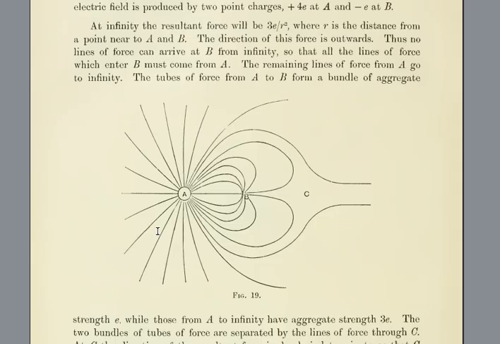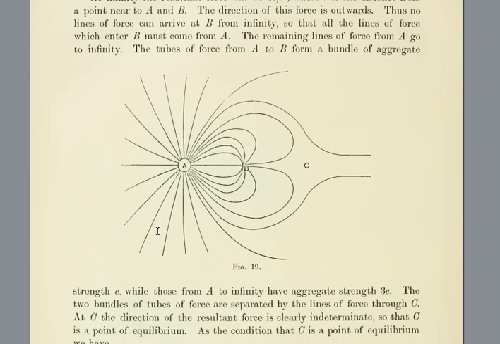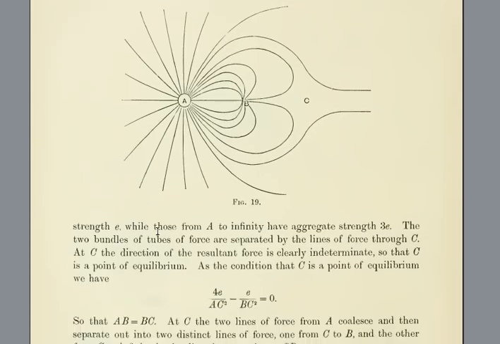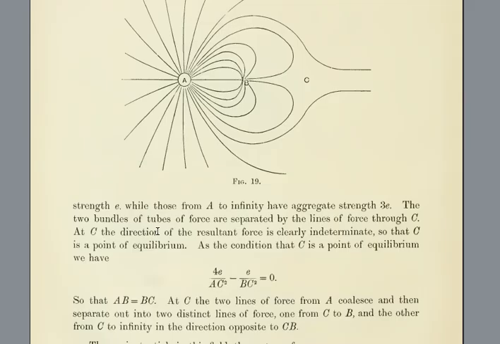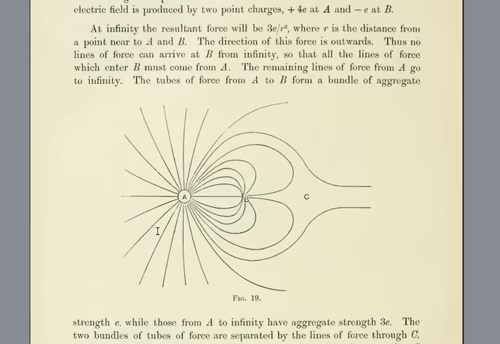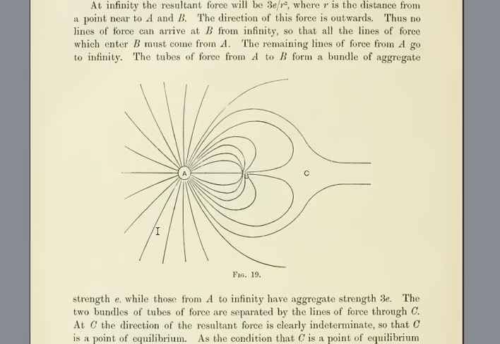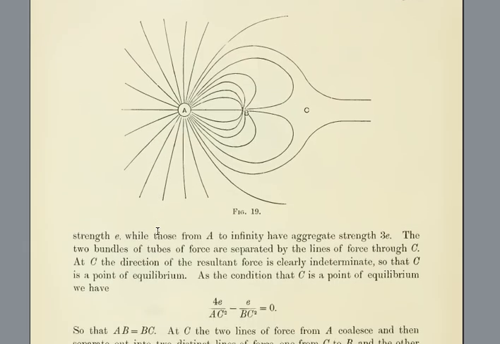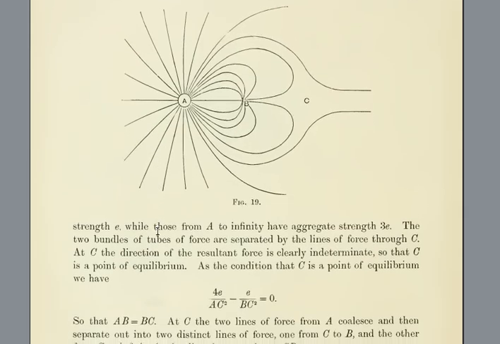Thus, no lines of force can arrive at B from infinity, so that all the lines of force which enter B must come from A. The remaining lines of force from A go to infinity. The tubes of force from A to B form a bundle of aggregate strength e, while those from A to infinity have aggregate strength 3e. The two bundles of tubes of force are separated by the line of force through point C. At C, the direction of the resultant force is clearly indeterminate, so that C is a point of equilibrium.